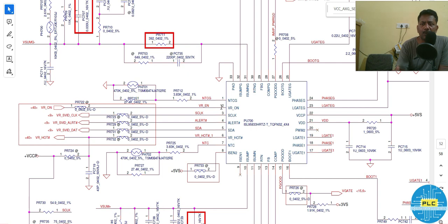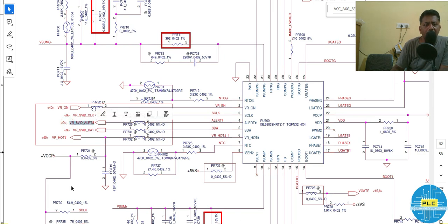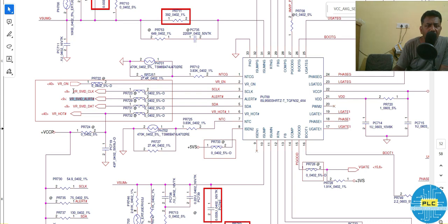For that, processor signals are required by this particular IC. What signals does it require? First one is alert, the VR SVD alert. Actually, it's an input, but I don't know why this resistor has given it as an output. Second one is clock, and data is common for producing the pulses. So alert, clock and data, and after that thermal sensor related information has to go, right? This one is pulled up from VCCP. Once VCCP comes, then only this IC will work.